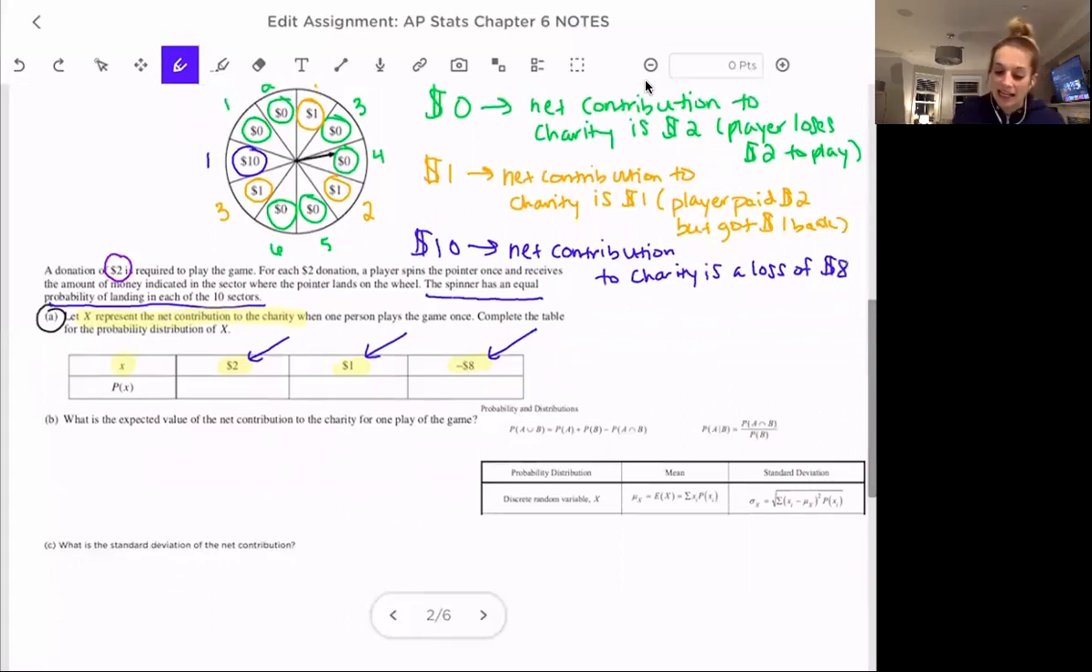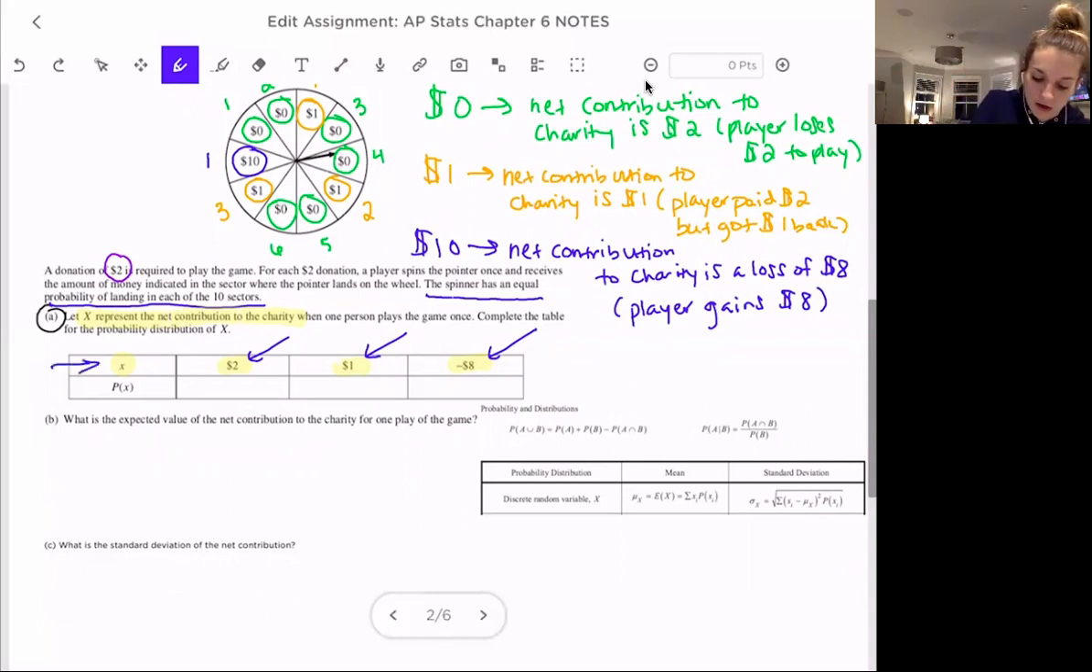That's why there's a negative in front of the $8 in this probability distribution in the table, because it represents a loss to the charity. But the player gains $8. All right. Our table is from the perspective of the charity. With all of this in mind, let's finish filling in the table.